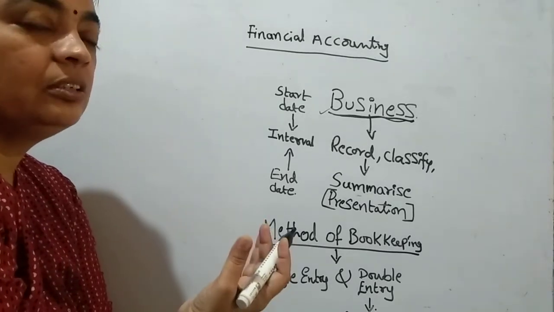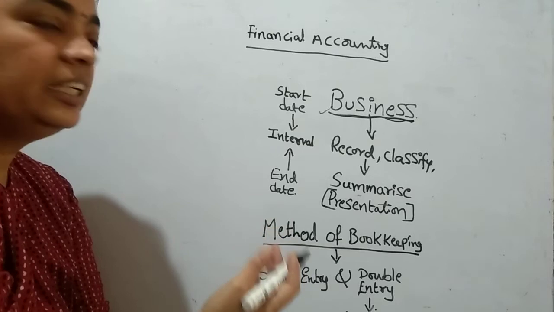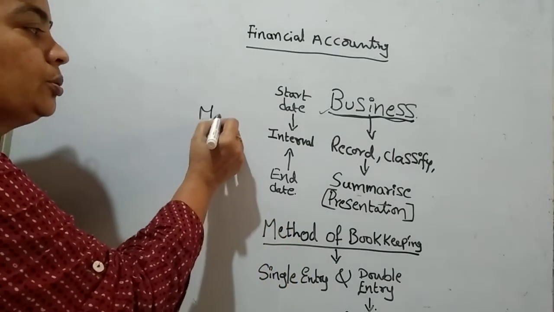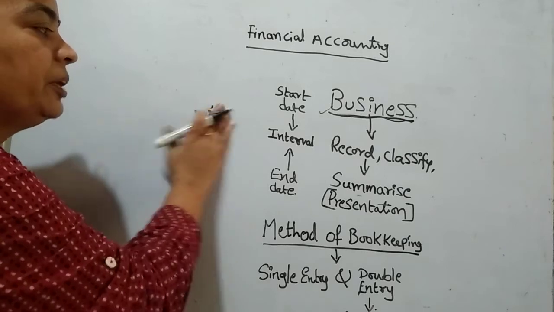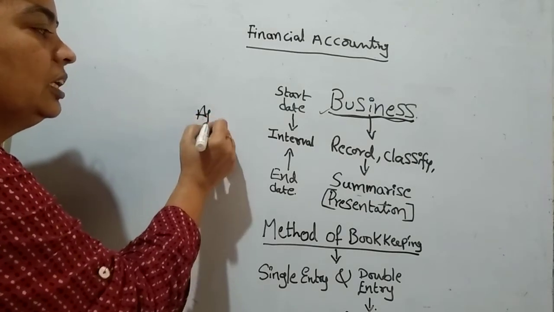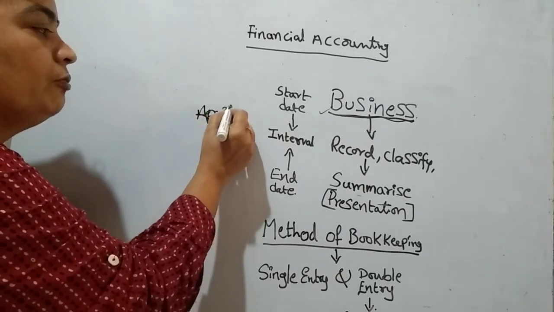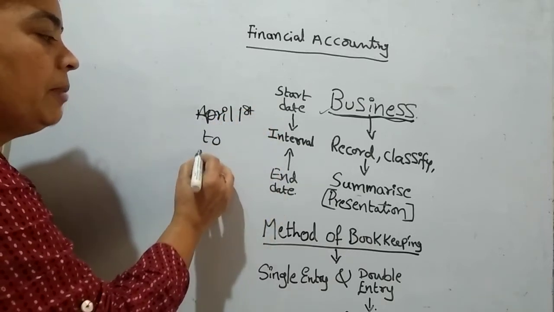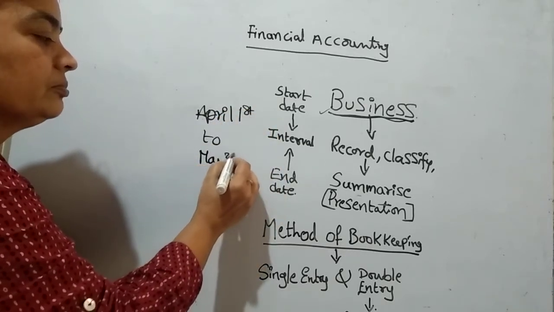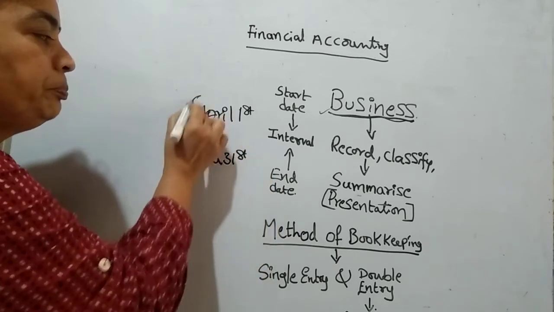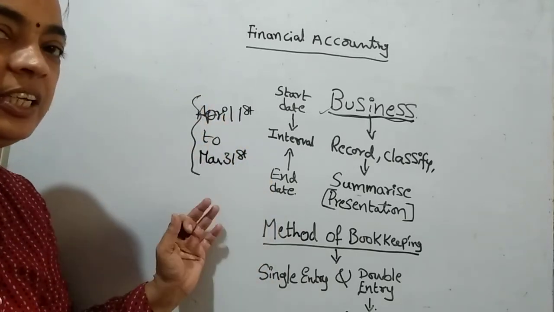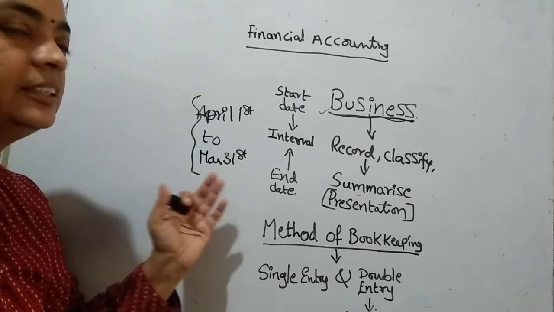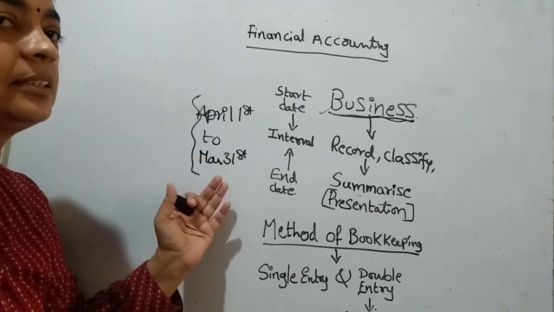It is based on country to country. In India, generally April 1st to March 31st is the period for which we calculate the results of the business.